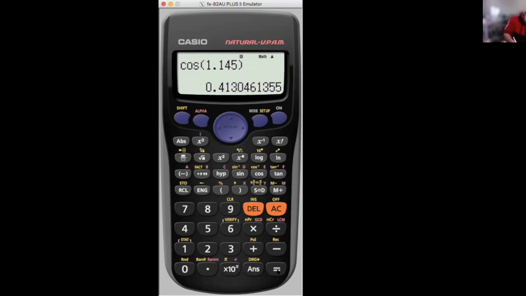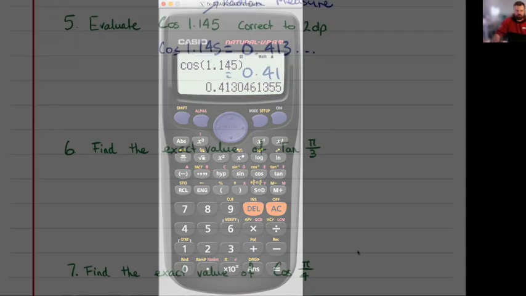So cos of 1.145, we said was equal to 0.413, which equals just 0.41.